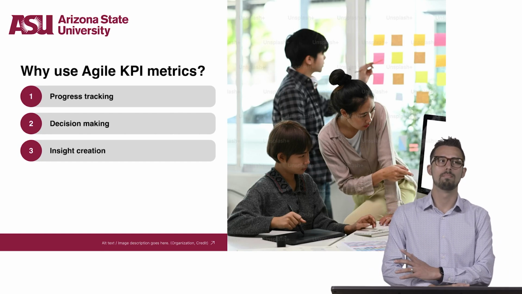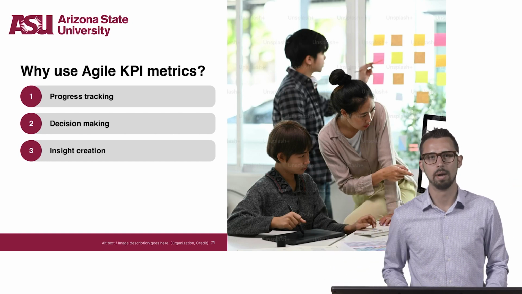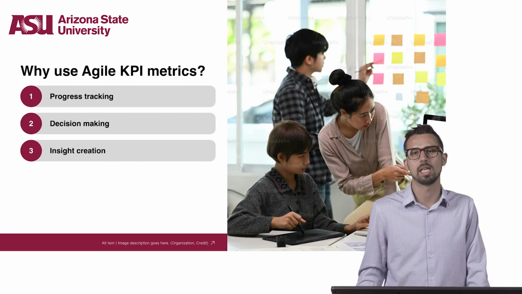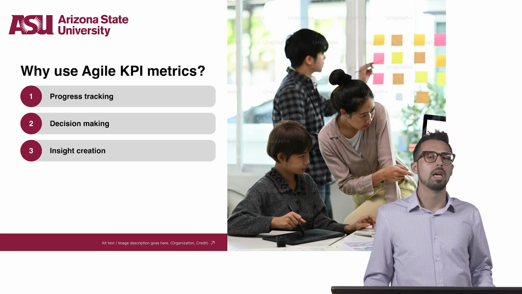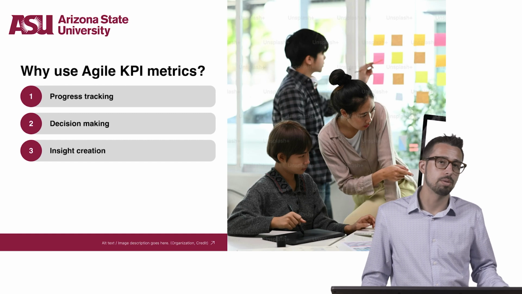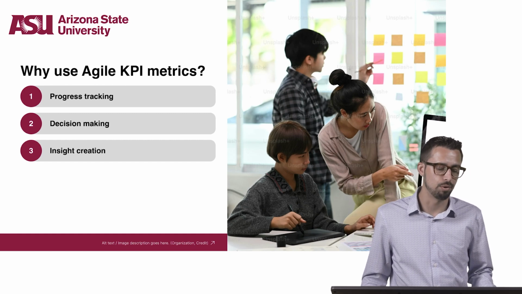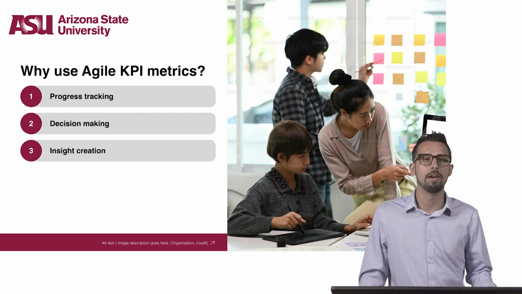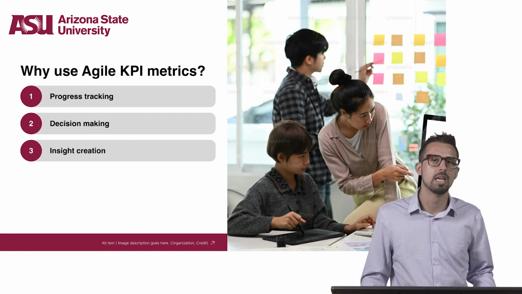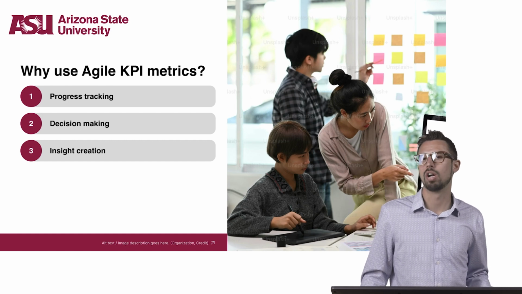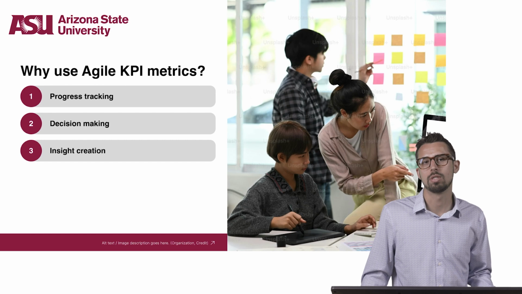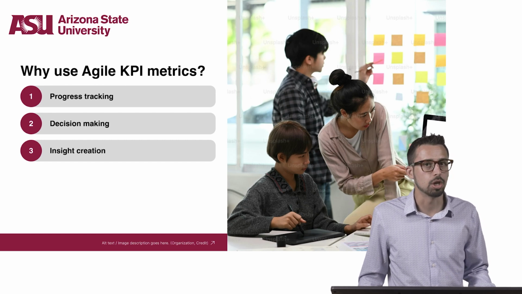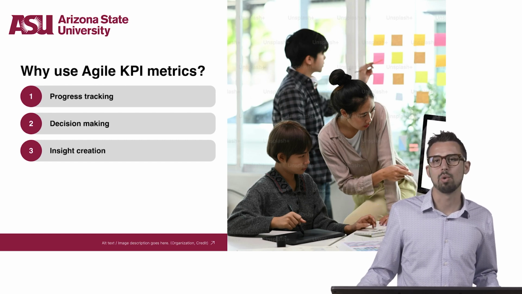There are many ways in which Agile KPI metrics can benefit a project team. You can use progress tracking, first and foremost. KPIs help teams to effectively track a project's ongoing progress. This means any potential obstacles can be spotted at an early stage and addressed before they escalate.